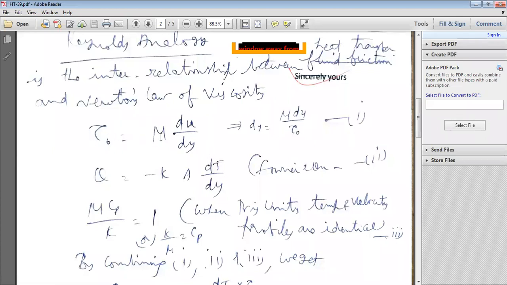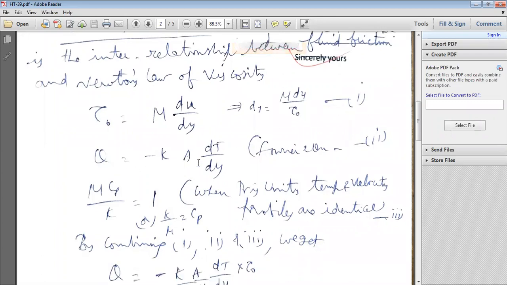Here Newton's law of viscosity, shear stress tau is equal to mu into du by dy, where mu is the dynamic viscosity and du by dy is the variation of velocity in the y direction. From this, dy is equal to mu into du by tau naught, where dy is a small distance in the y direction. That is equation number 1.